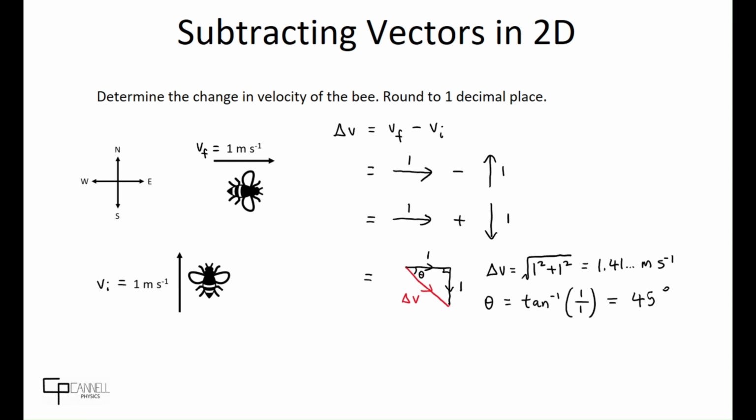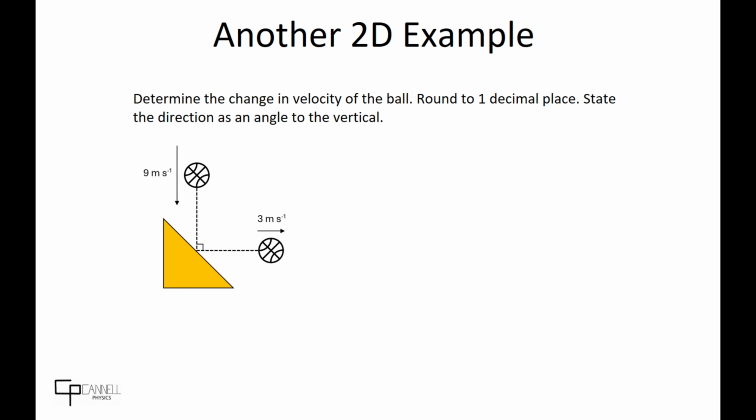Before I quote the final answer, I'll draw the change in velocity vector on this compass here. So I've just added the values that we've solved, 1.41 and 45 degrees. And because it's 45 degrees, it's exactly southeast. So quoting my final answer, the change in velocity is 1.4 meters per second southeast. And that's it. Let's finish with one more example in 2 dimensions.